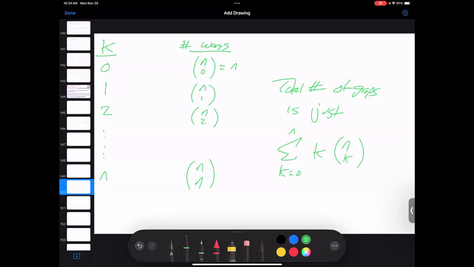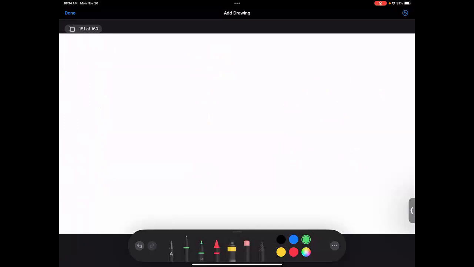So this now reduces it to just: what is the sum, k goes from 0 to n, of n choose k times k? Anybody have any thoughts as to how we could do this?